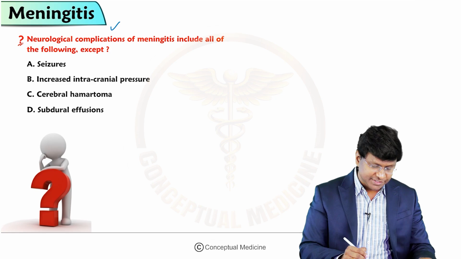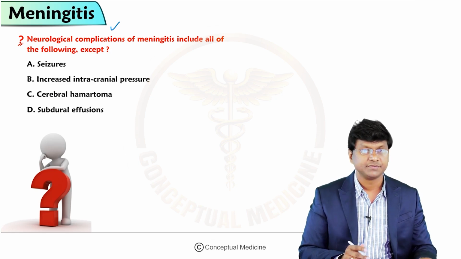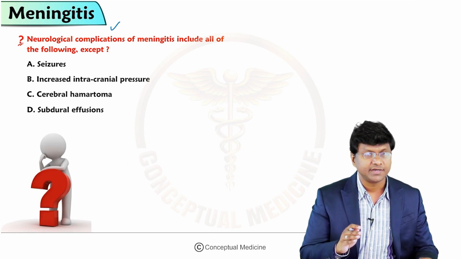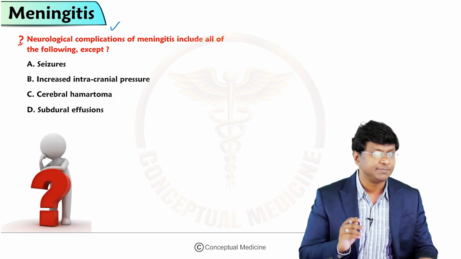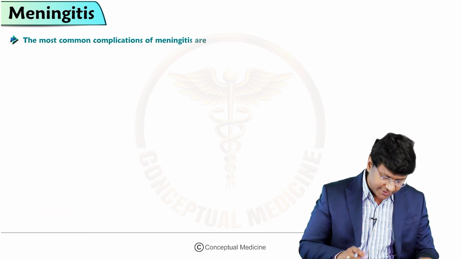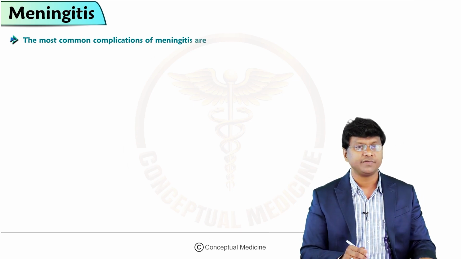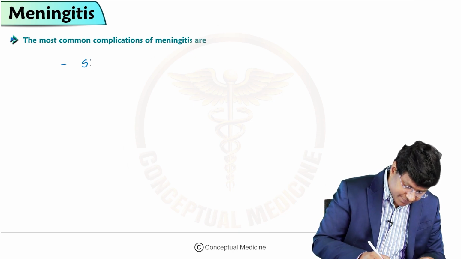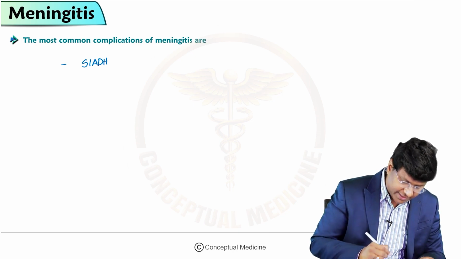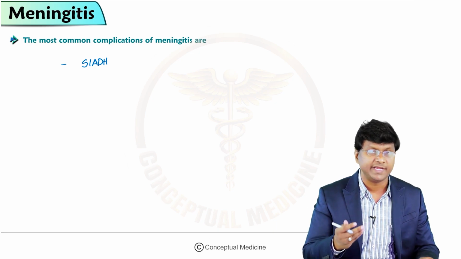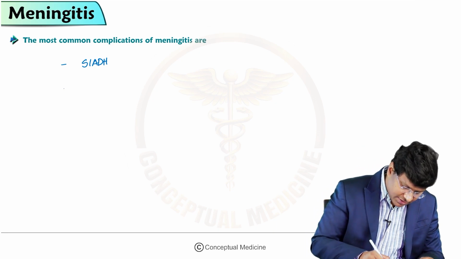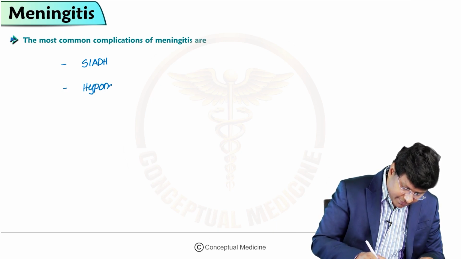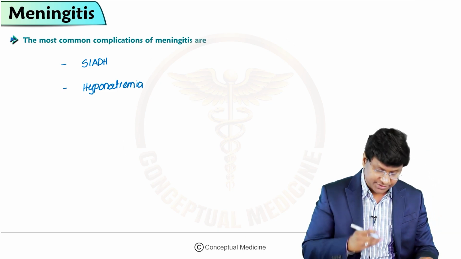Neurological complications of meningitis include all of the following except: seizures, increased intracranial pressure, cerebral hamartoma, subdural effusion. Now, if you see the common complications of meningitis, these individuals with meningitis, that too chronic meningitis, they develop syndrome of inappropriate antidiuretic hormone. There is excessive ADH being produced, due to which there will be dilutional hyponatremia in patients with meningitis. Hyponatremia is another important complication.